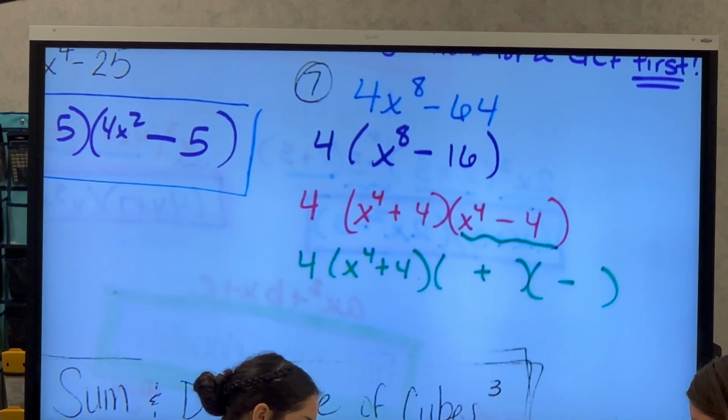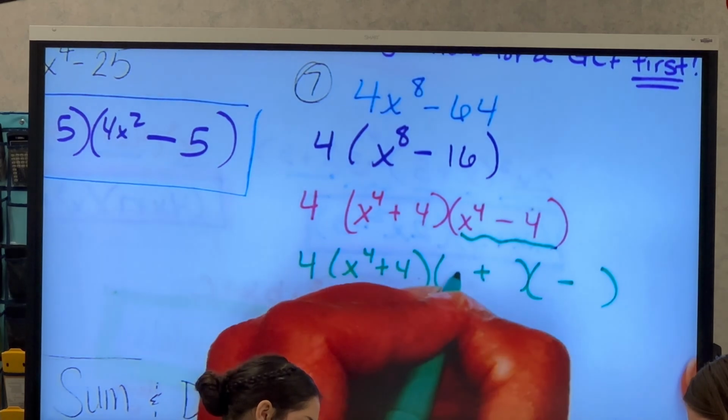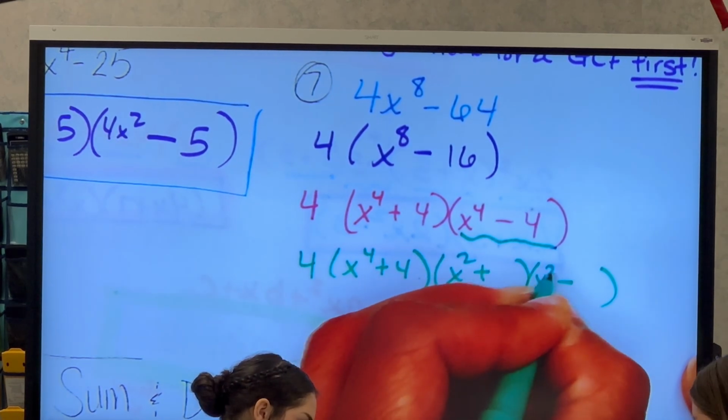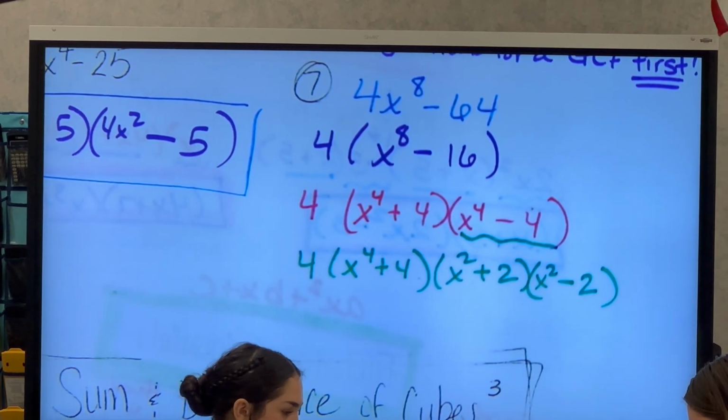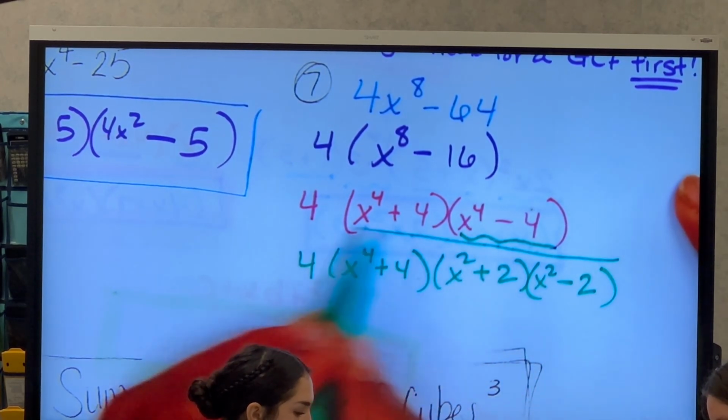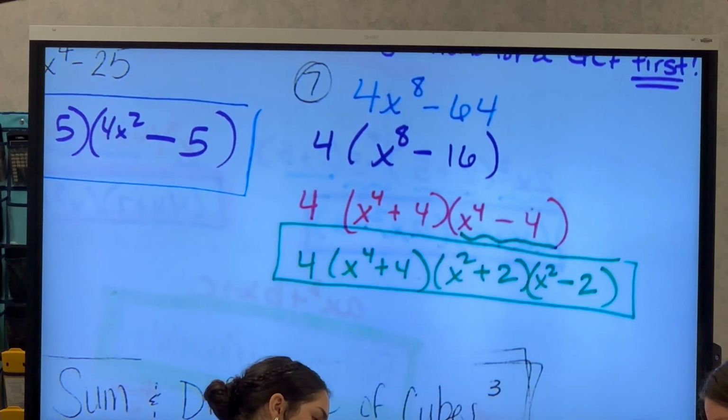But how would we split the x to the 4th? X squared. So x squared plus and minus what number? 2. Right. And there it is. And now it is fully factored. And that is our answer there.